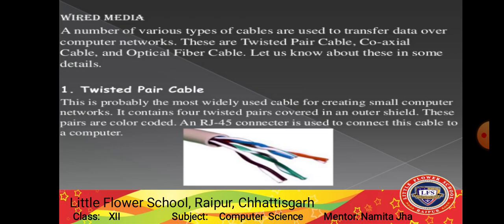This is probably the most widely used cable for creating small computer networks. It contains four twisted pairs covered in an outer shield. These pairs are color coded. An RJ45 connector is used to connect this cable to a computer.